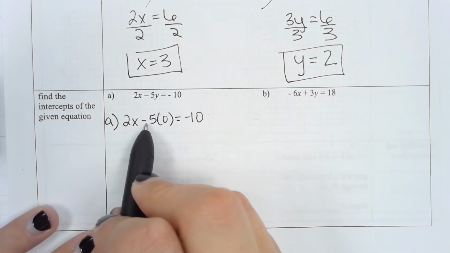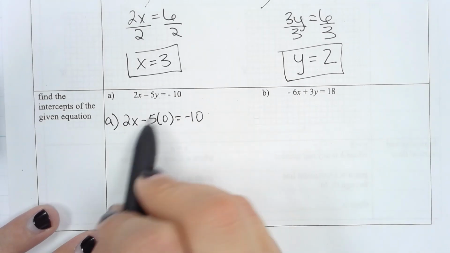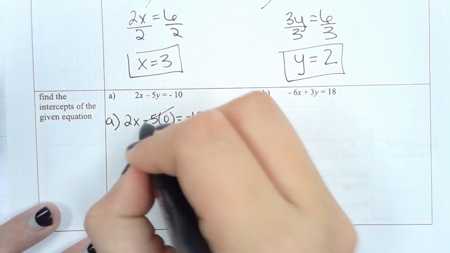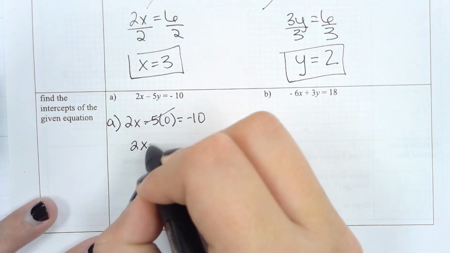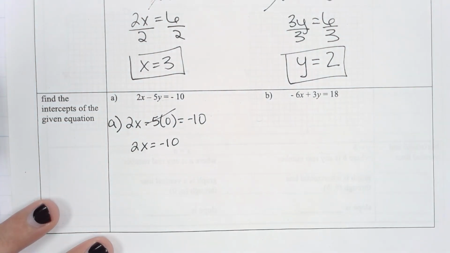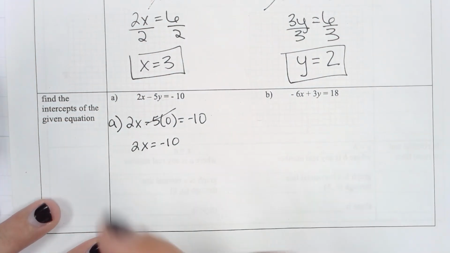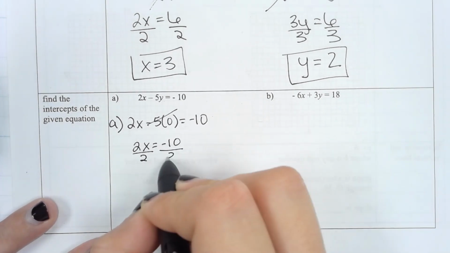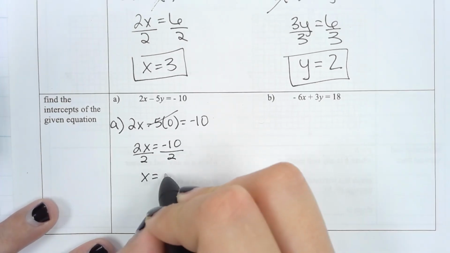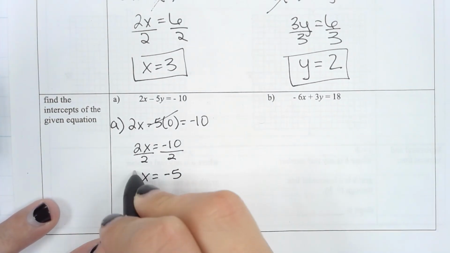Alright, so this is negative 5 times 0, but remember anything times 0 will just cancel out. So now I'll be left with 2x equals negative 10. And then last step to get x by itself is to divide by 2 on both sides. And my x-intercept would equal negative 5.